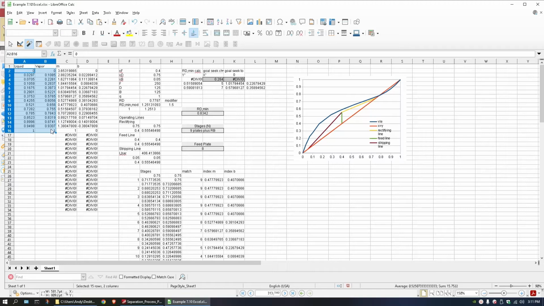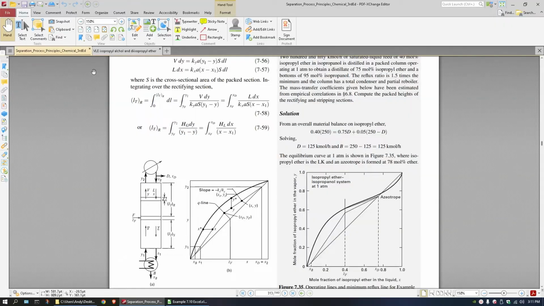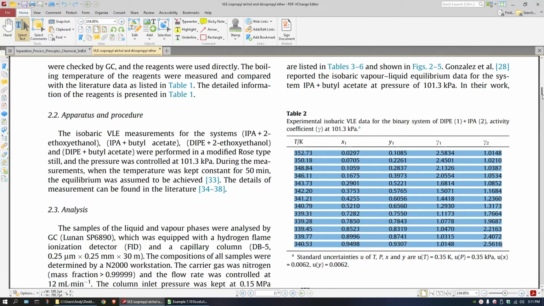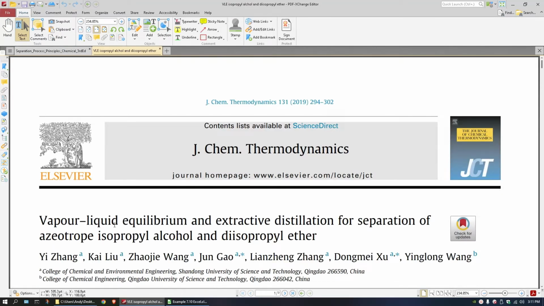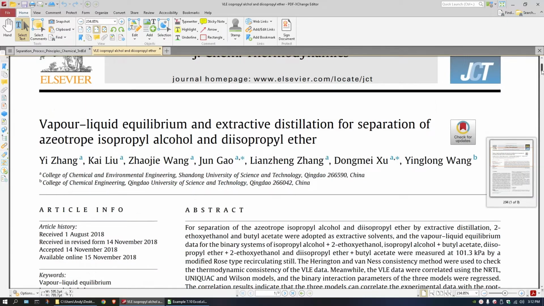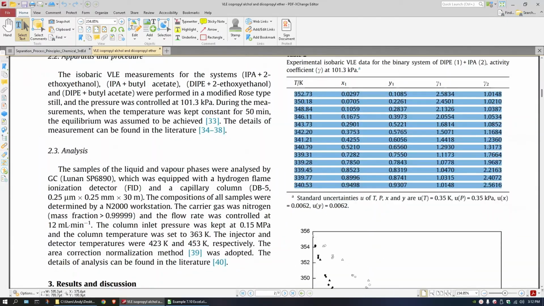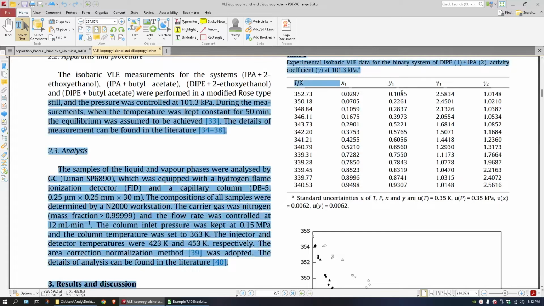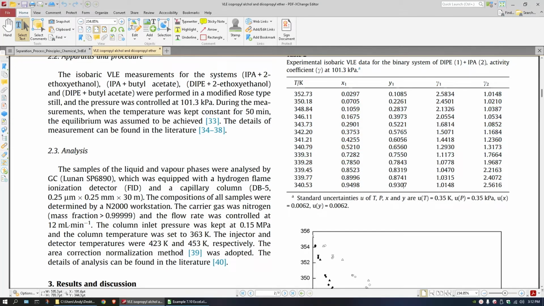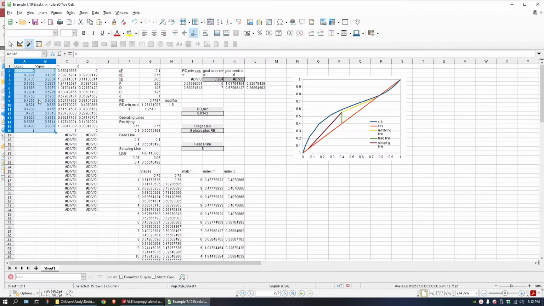But then the isopropyl ether and isopropanol data was found from this paper, the vapor-liquid equilibrium and extractive distillation for separation of azeotrope isopropyl alcohol and diisopropyl ether. Diisopropyl ether is also known as isopropyl ether. It's one of the many names it has. And by taking this data, specifically the X1 and Y1 data, and so that was here.